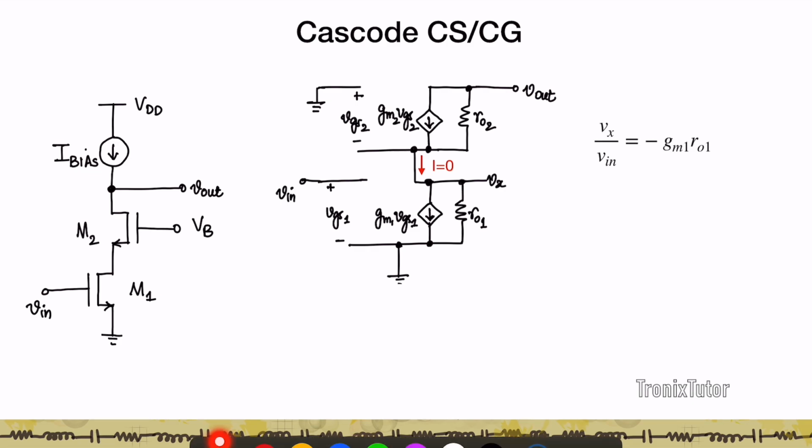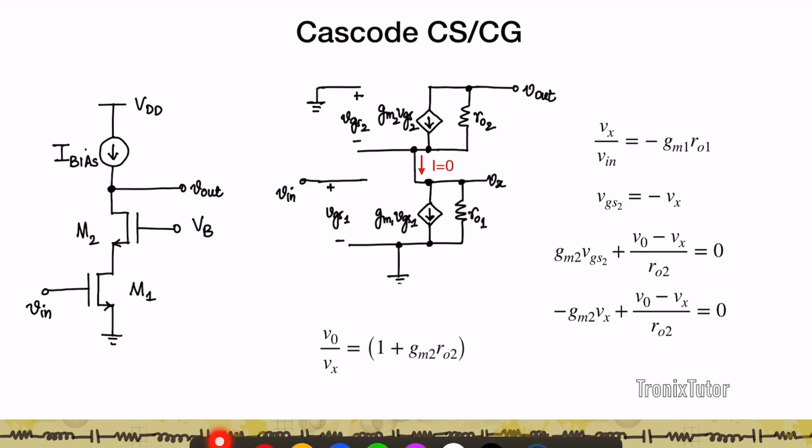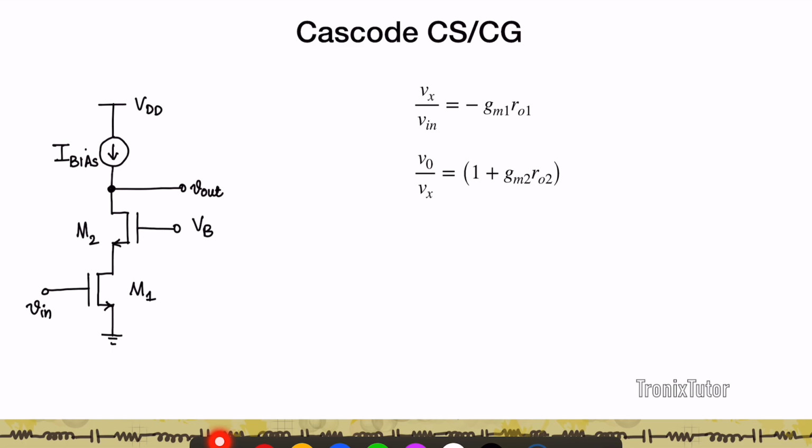Because then, if I call this intermediate node voltage Vx, Vx upon Vin is minus GM1 RO1. And therefore now my VGS2 is nothing but minus Vx, and therefore I can write GM2 VGS2 plus the current flowing in RO2, which is nothing but VO minus Vx by RO2. The sum of those two currents should be 0, or replacing VGS2 with Vx, I get minus GM2 Vx plus VO minus Vx by RO2 is equal to 0, or I get VO by Vx as 1 plus GM2 RO2. And so therefore, knowing Vx by Vin and VO by Vx, I can write my VO by Vin as minus GM1 RO1 into 1 plus GM2 RO2.